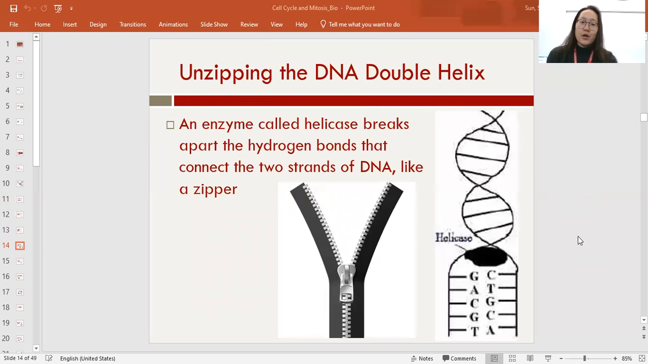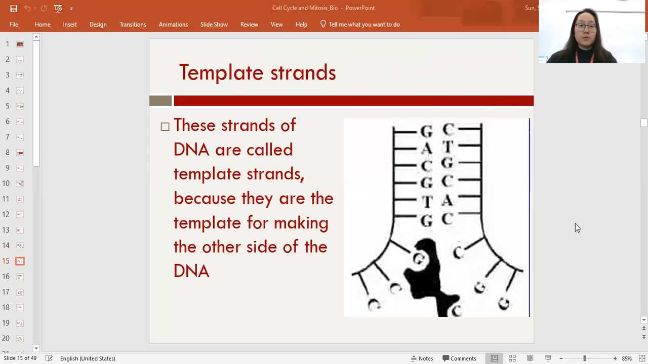In order to copy your DNA, though, you have to unzip it because it's kind of protected right now. So you have to undo those hydrogen bonds that hold the two backbones and the nitrogenous bases together. There's an enzyme called helicase, the same one that we talked about for transcription. Helicase breaks apart the hydrogen bonds that connect the two strands of DNA like a zipper. It opens it up, and then you're going to have access to all those bases that are now exposed.